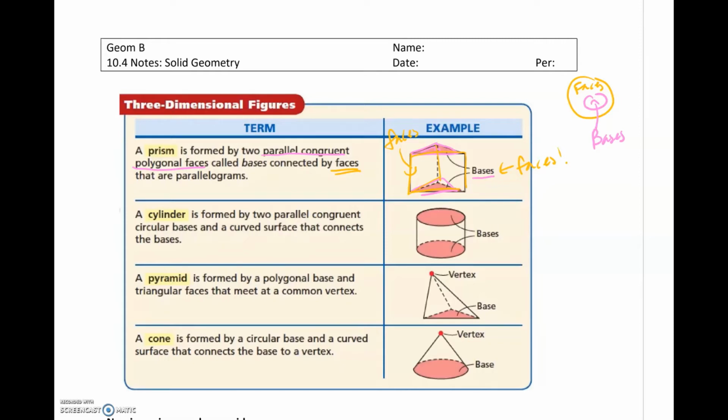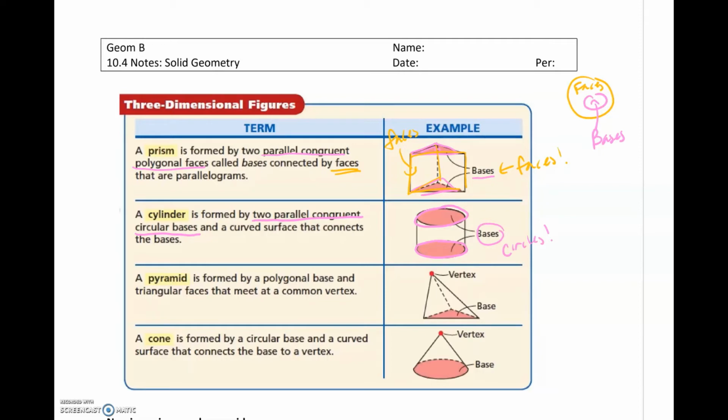A cylinder is basically the same thing as a prism, but instead of having a polygon as a base, we have circles. So that's why we have a different kind of shape here. So a cylinder is formed by two parallel congruent circular bases. And that's really the only difference, is now our bases don't have any straight edges, right? Our bases are now circles.